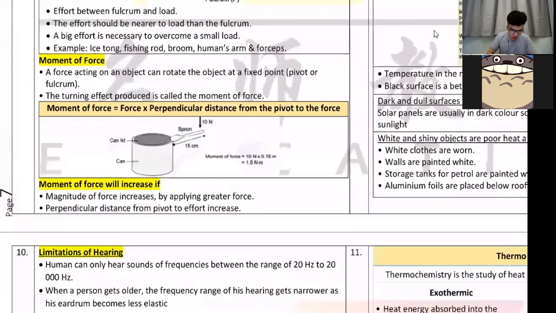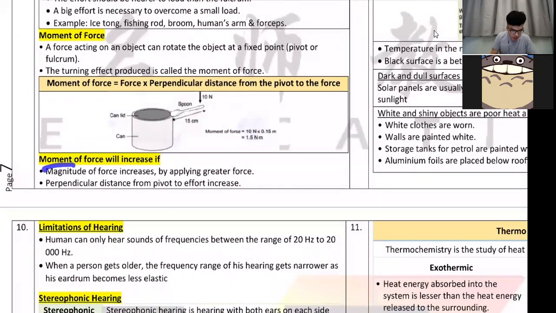That's moment. So how do you increase your moment? Either you increase your force or you increase your distance. Okay, use more force or you make the stick longer, which is easy. Use a longer stick. Unless you're like a strong man, then you could just produce more force. Okay, because your muscle is limited.